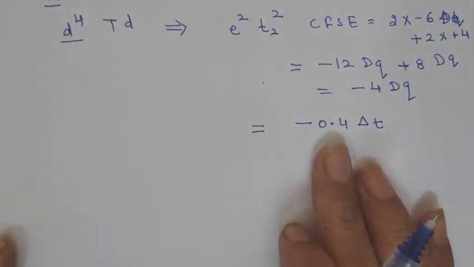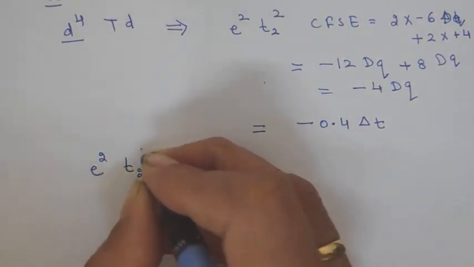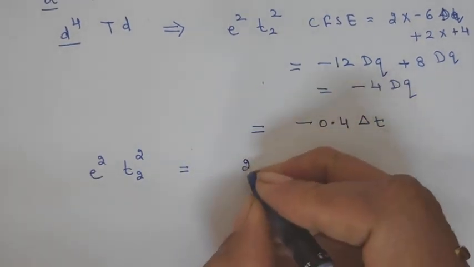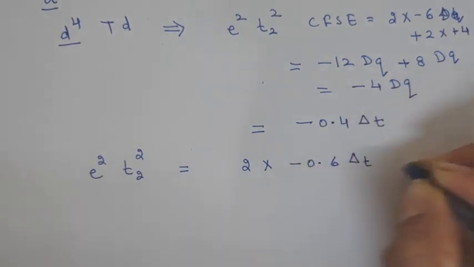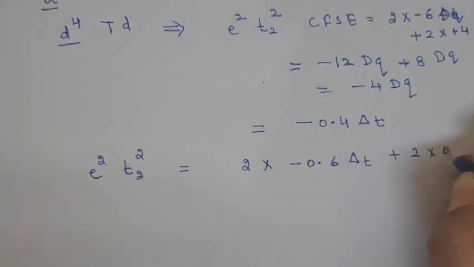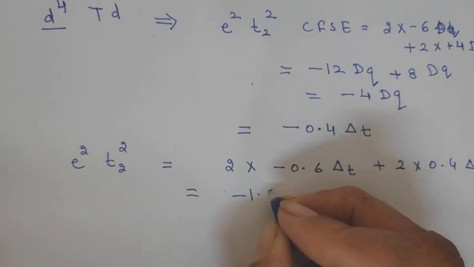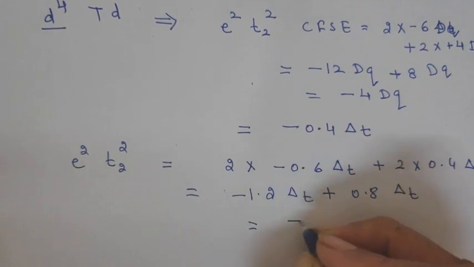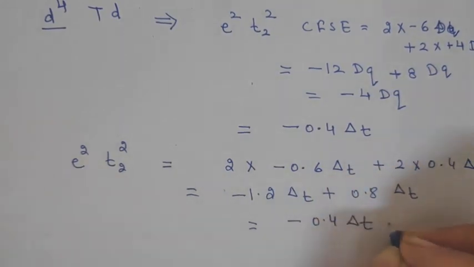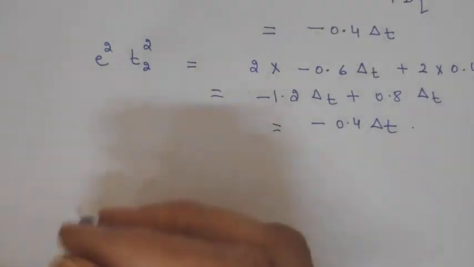How is this equal to minus 0.4 delta T? e2 t2^2 is the configuration. So 2 electrons multiplied by minus 0.6 delta T plus 2 electrons into 0.4 delta T, that will be equal to minus 1.2 delta T plus 0.8 delta T. This will be equal to minus 0.4 delta T. So similarly, you can find out the value of crystal field stabilization energy in different electronic configurations.